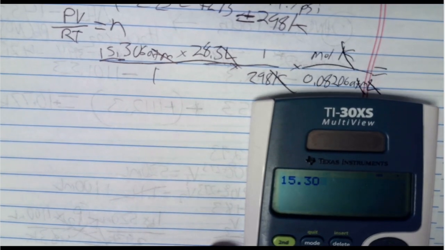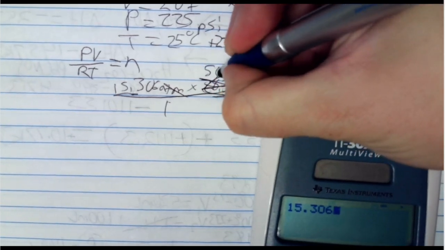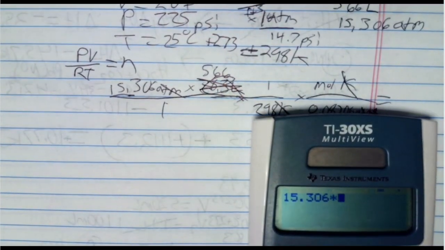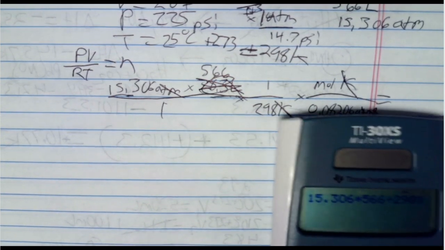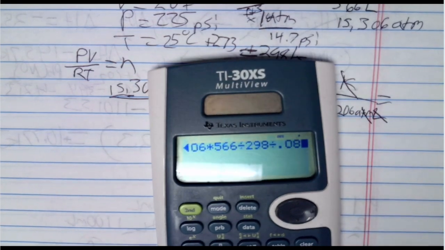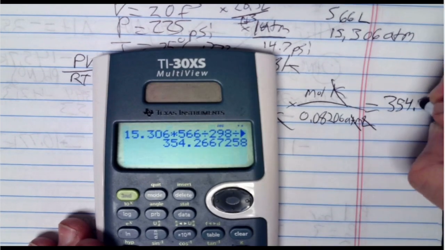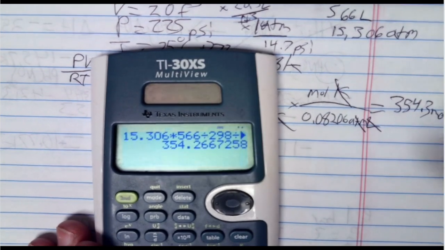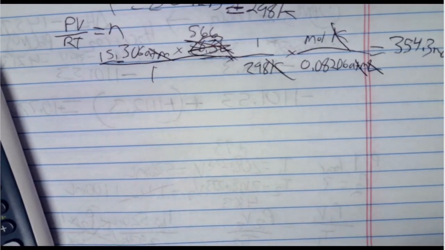So 566 liters times 15.306 atm divided by 298 divided by my R, 0.08206. That was provided, and so this would hold 354.3 moles. A lot of moles. It holds a lot of moles. But that is where we will stop.